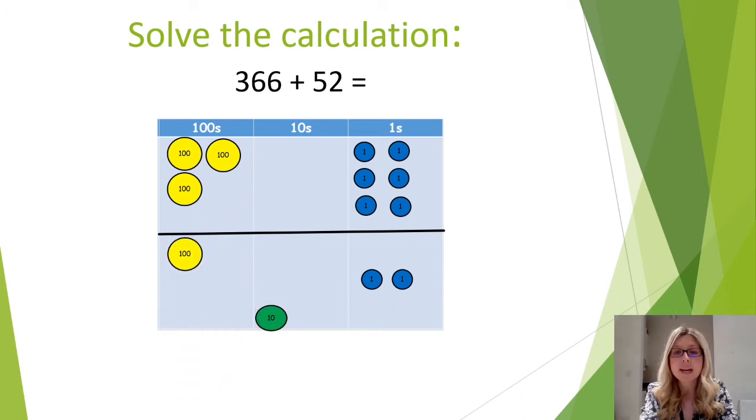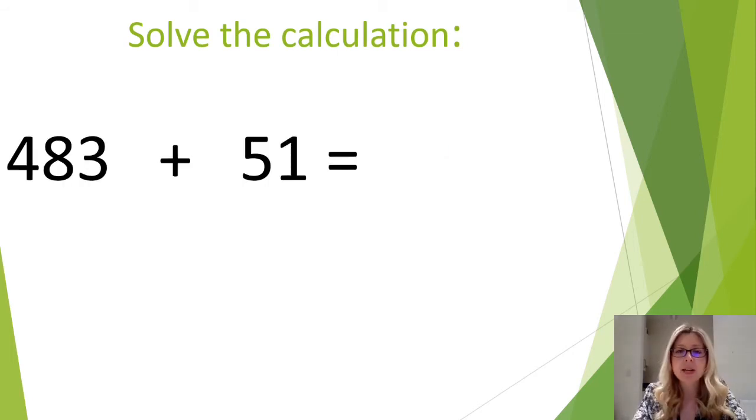So those tens have become 100. They've been regrouped into the next column. So the answer should be 418. Okay, so what we're going to do now is have a go at solving these calculations mentally, so without the pictorial representations.